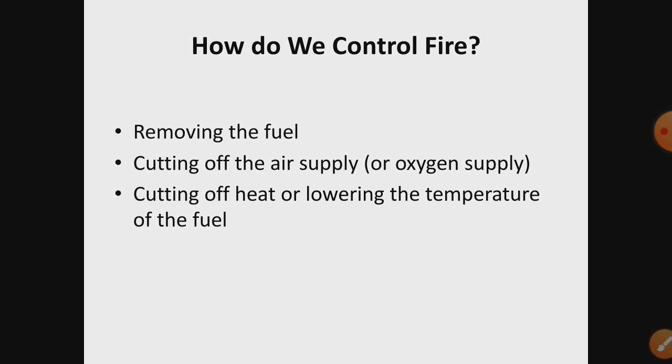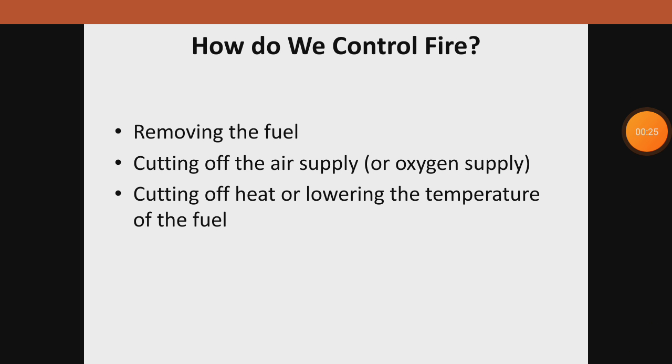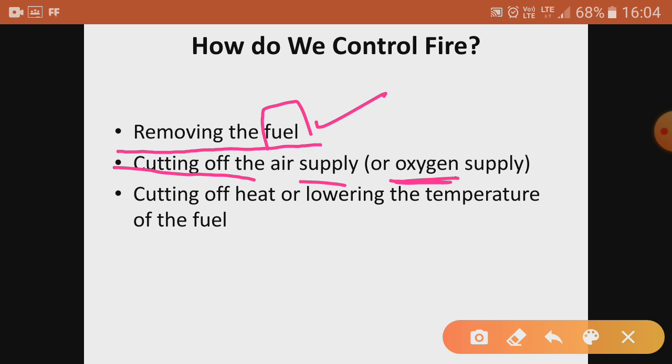If there is fire, how can the fire be controlled? There are different means and ways to control the fire. First of all is removing the fuel. Fuel is required for combustion, so fuel should be removed. Cutting off the air supply, that is oxygen, because oxygen is necessary for burning, so we have to cut off the supply of oxygen. Cutting off heat or lowering the temperature of the fuel.